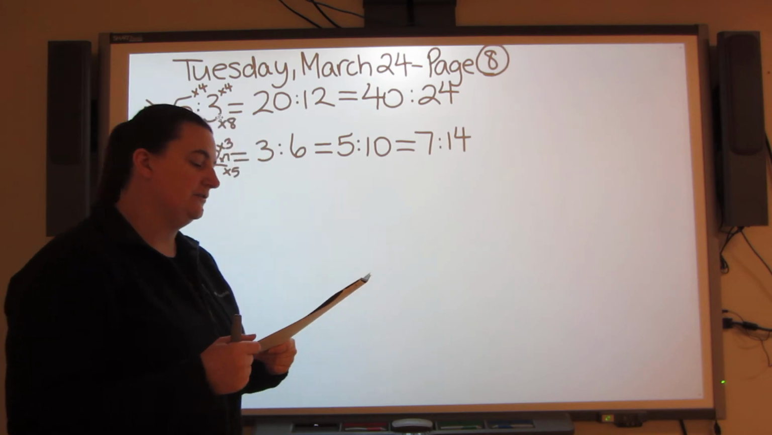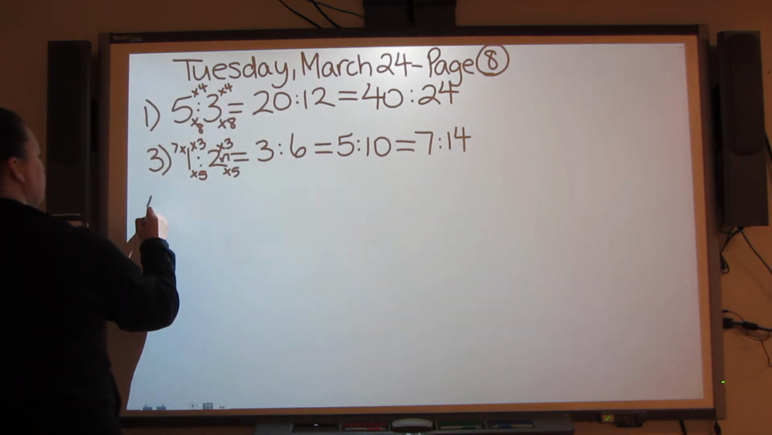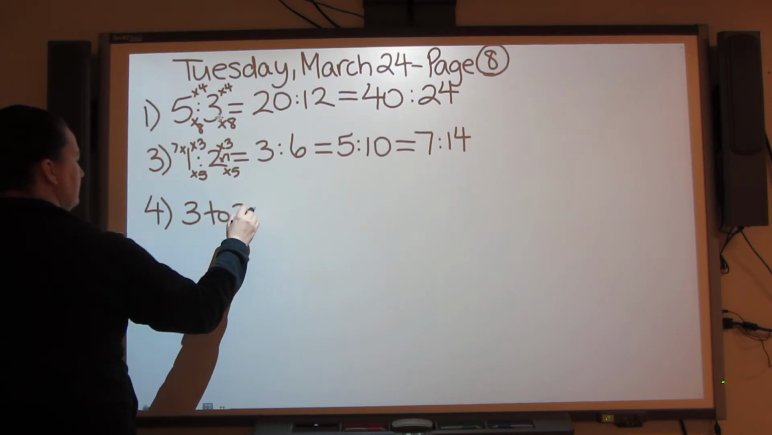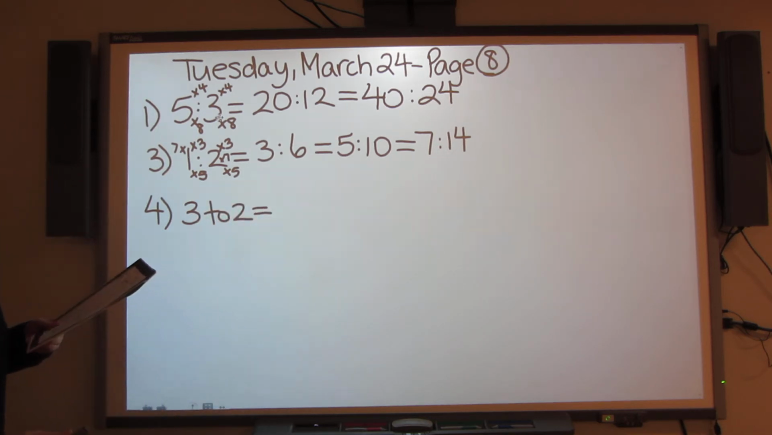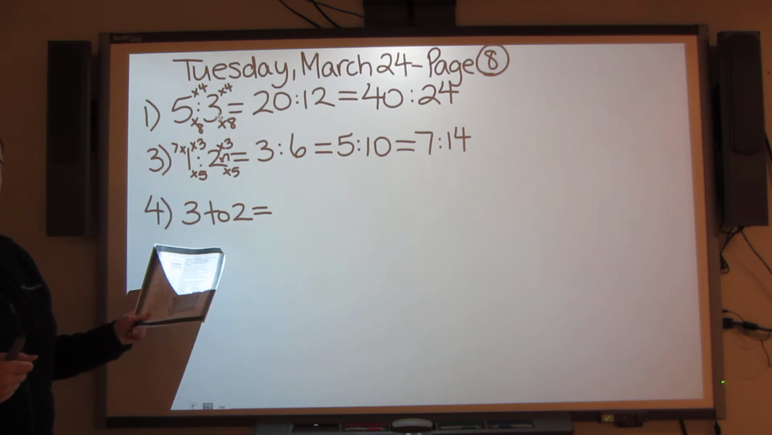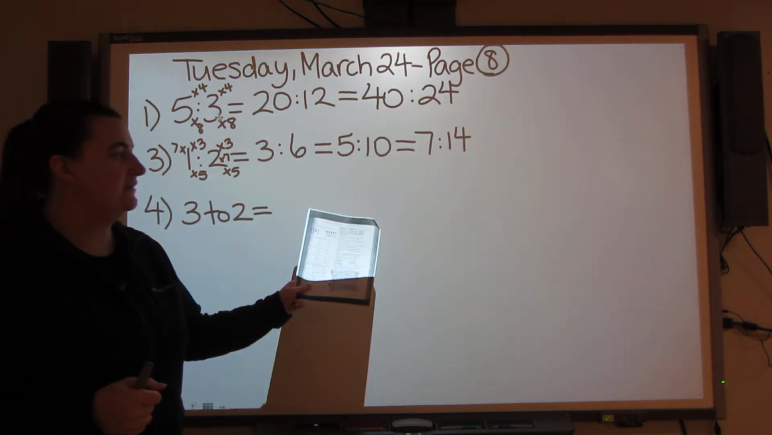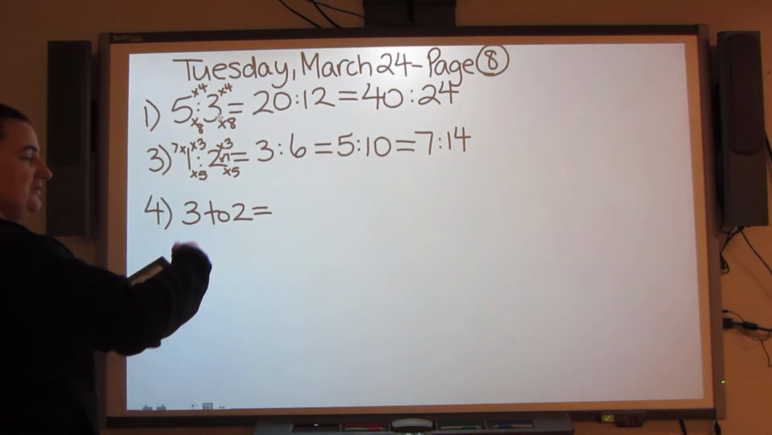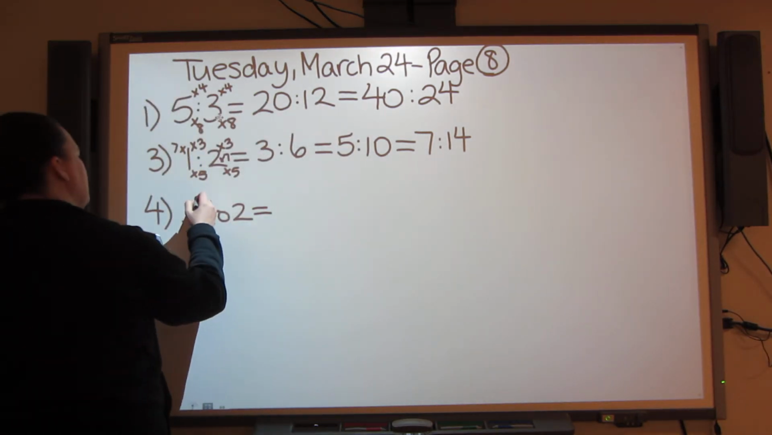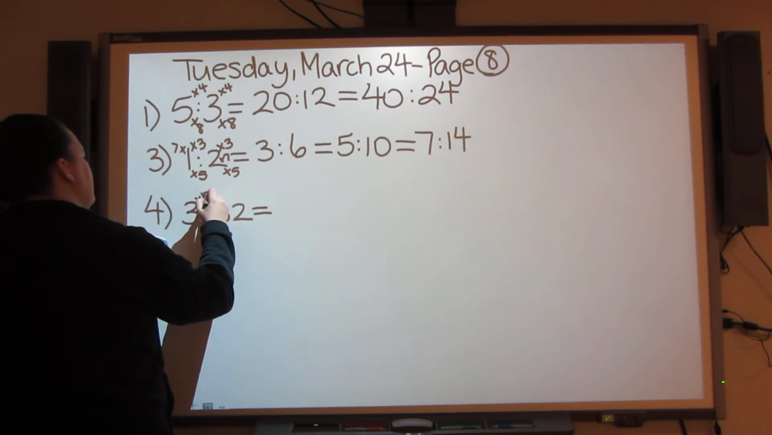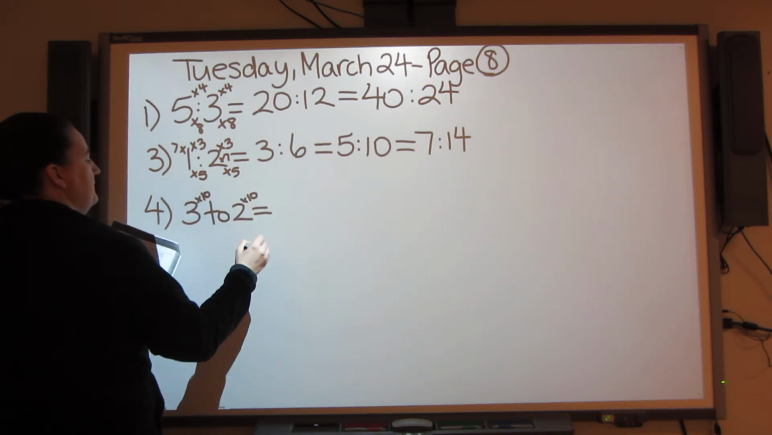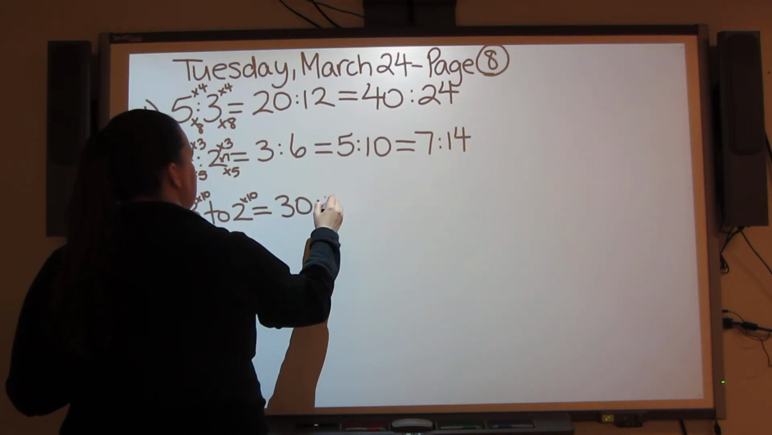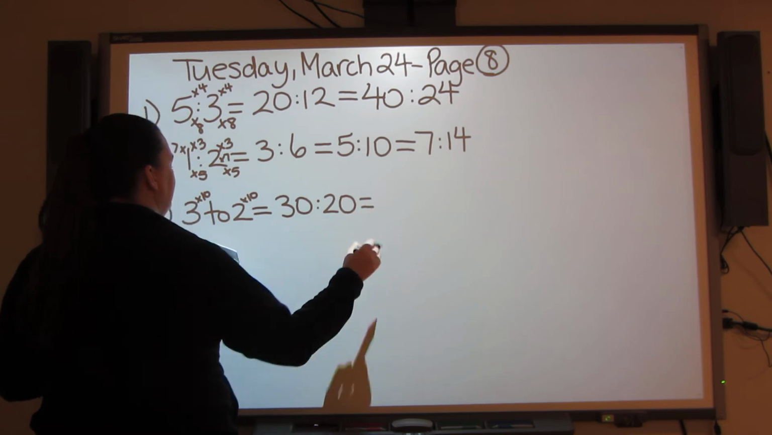Let's also do number 4. 3 to 2. So 3 to 2, written in words. That means all of my equivalent ratios are going to be written in words as well. So I choose a random number. This time I'm going to use bigger numbers, and I'm going to use 10. So 3 times 10 is 30. 2 times 10 is 20.